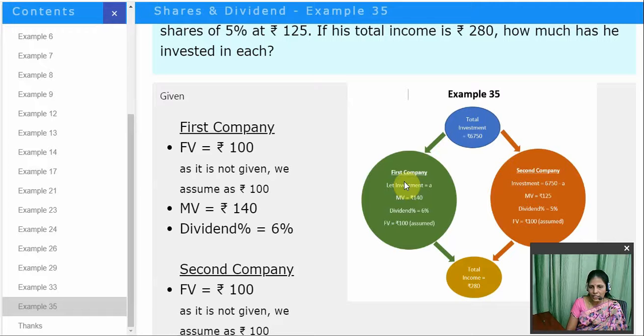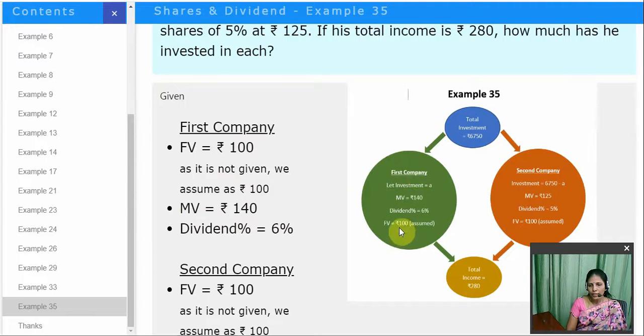He invested in the first company. I've written the data here for the first company. The face value is 100. As it is not given, we are assuming the face value is 100. The market value is given as 140 and the dividend percentage is 6%. This given data only I have written here.